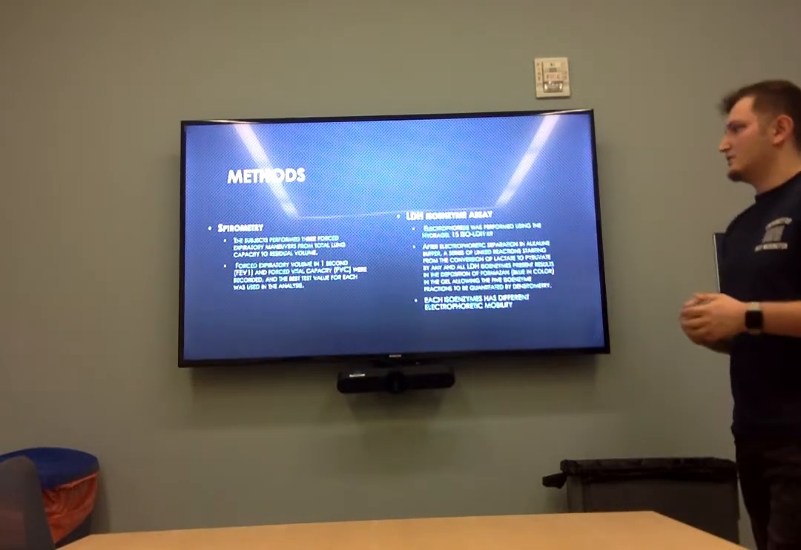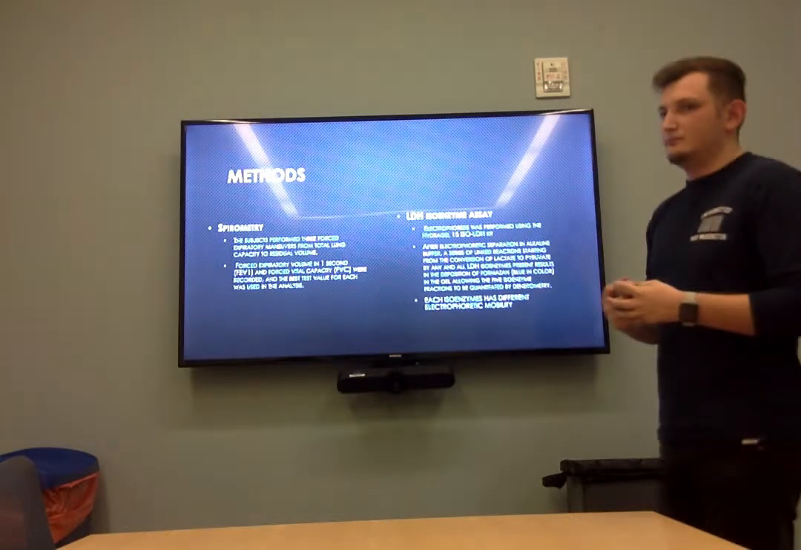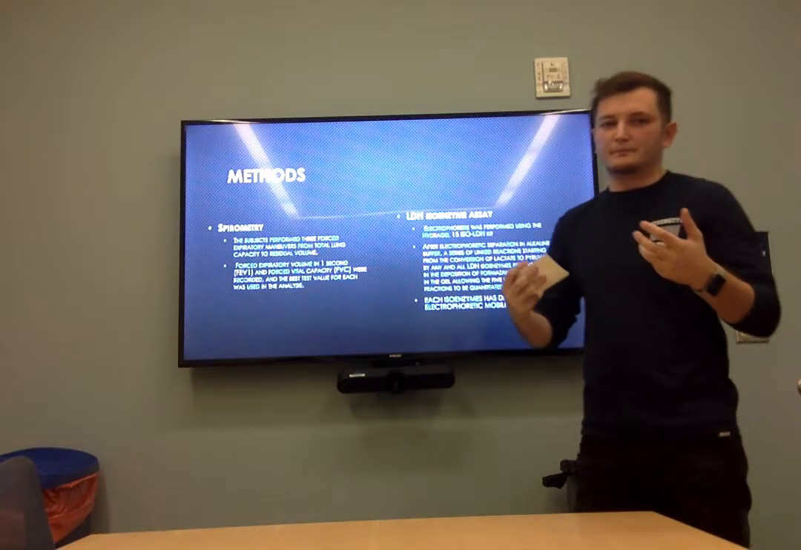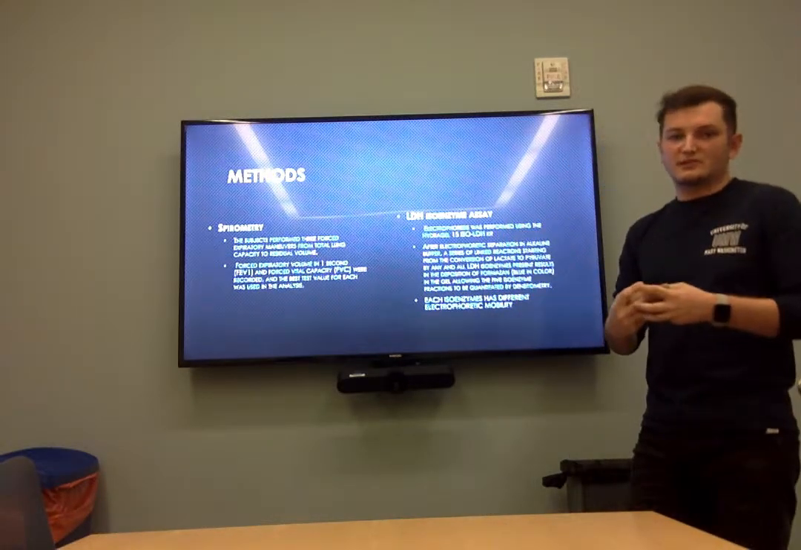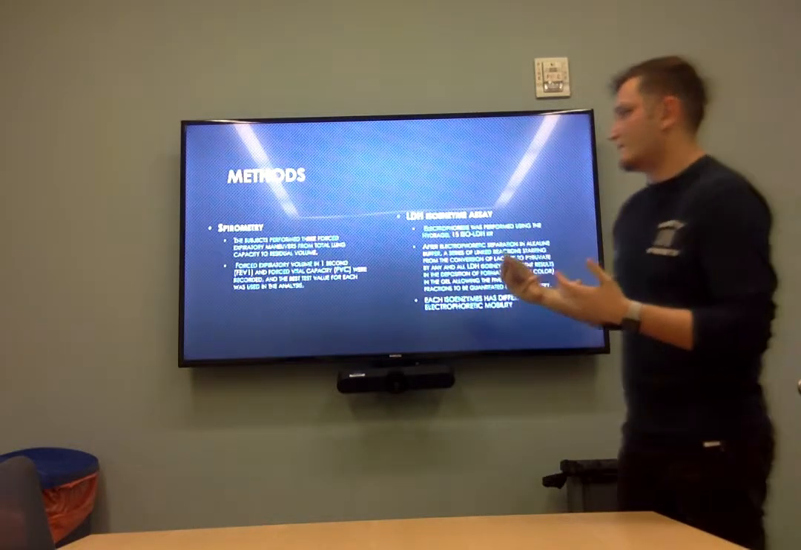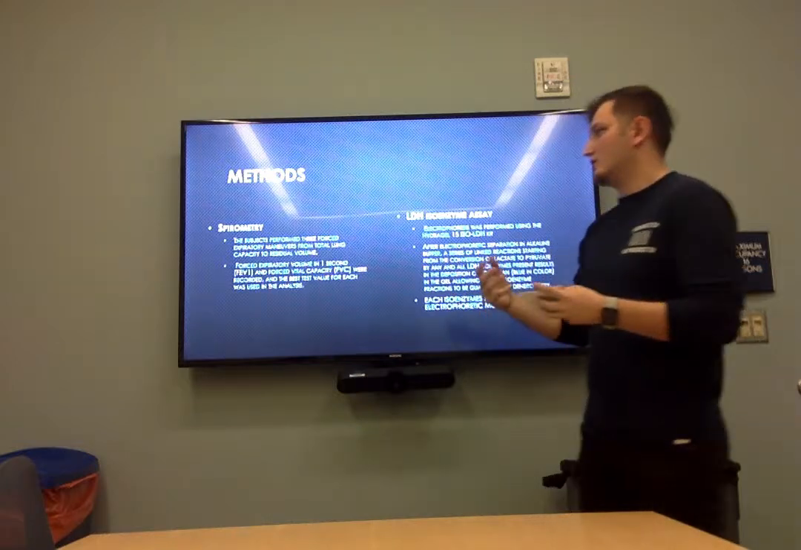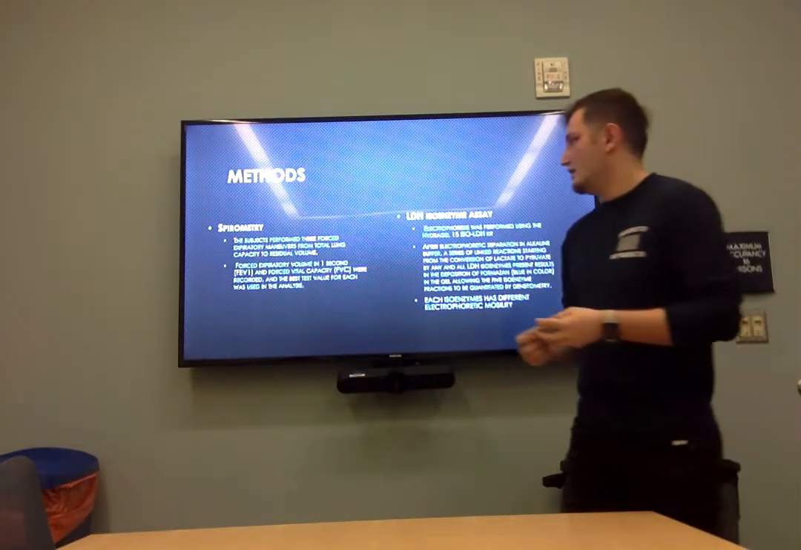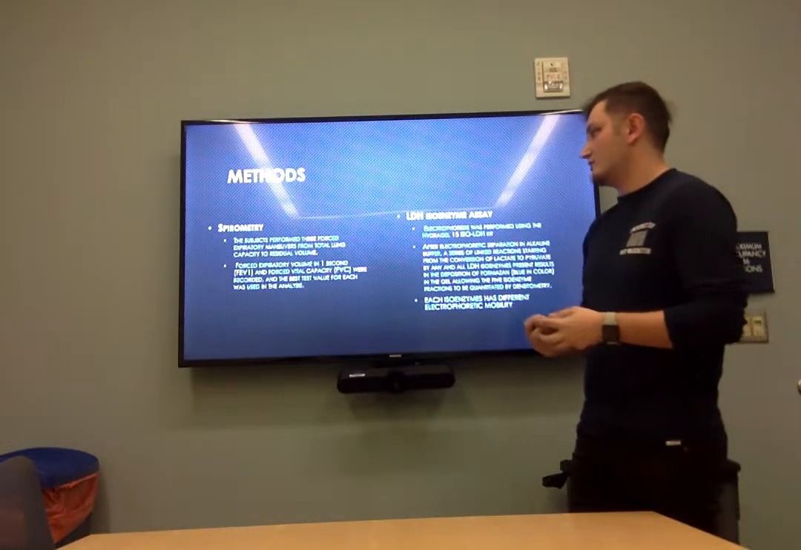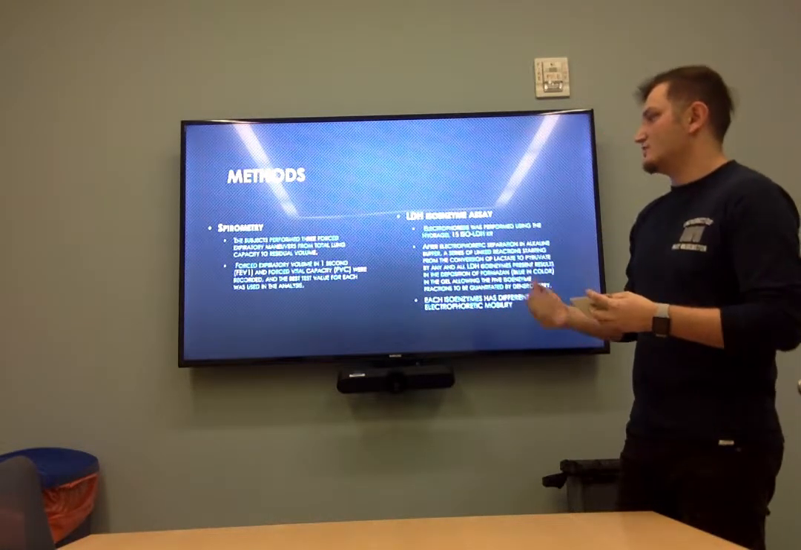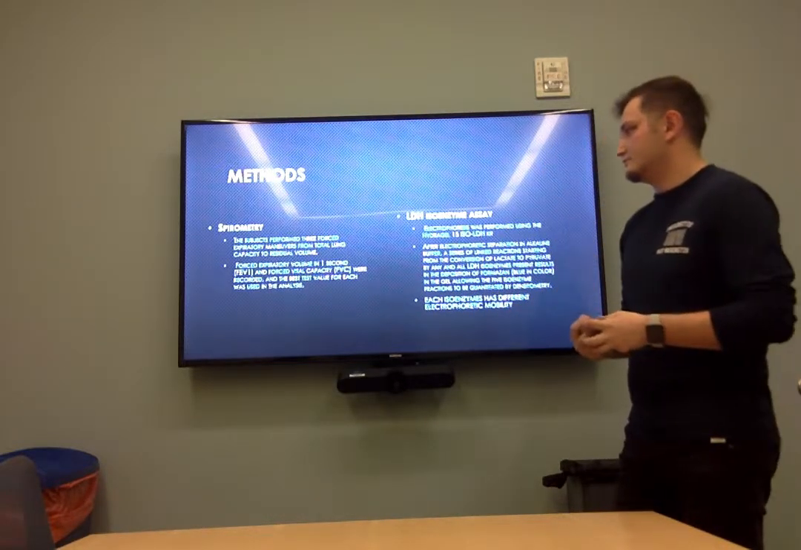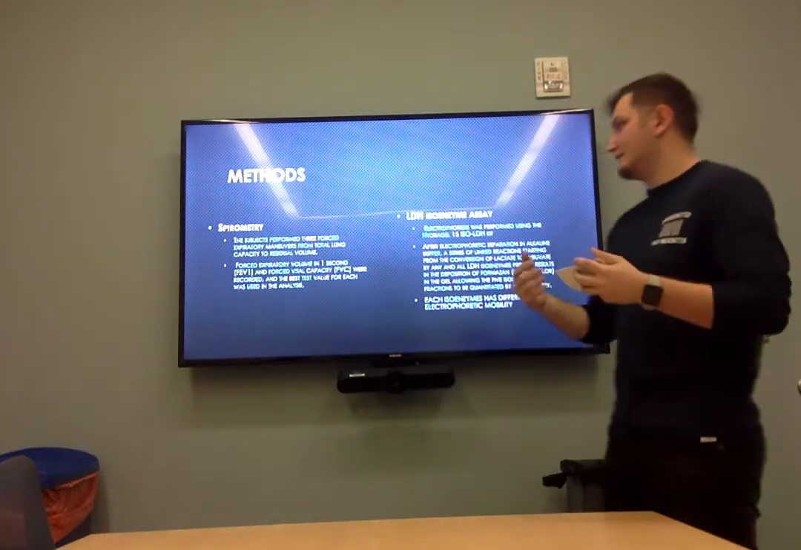So they had some different methods for this experiment. They had a spirometry, which is the measure of how you're breathing, basically. They had the subject perform the 3 forced expiratory maneuvers from total lung capacity to residual volume. Then the forced expiratory volume in 1 second and forced vital capacity were recorded, and the best value for each was used in the analysis.